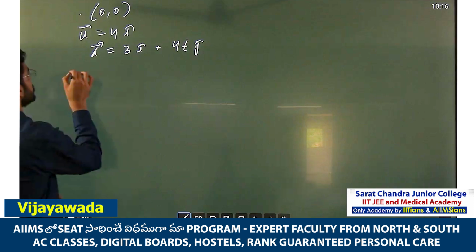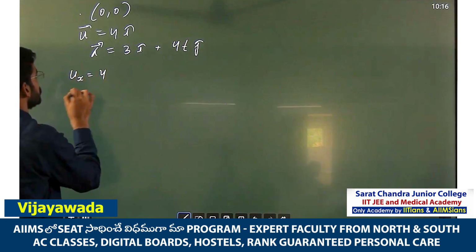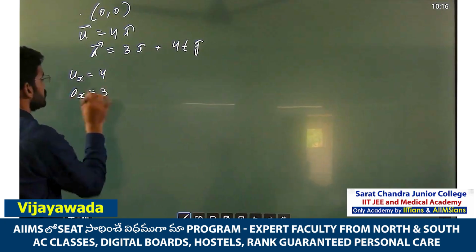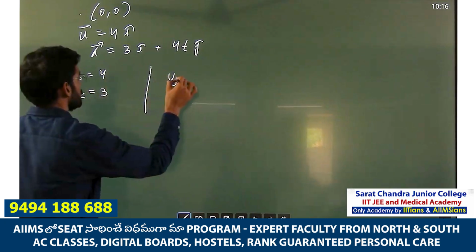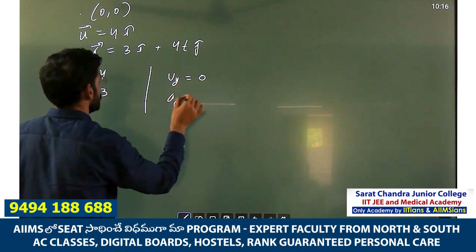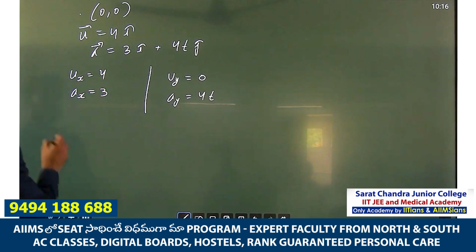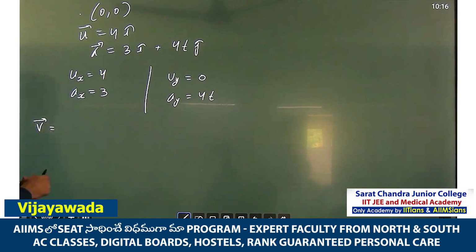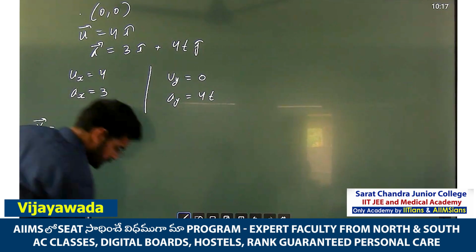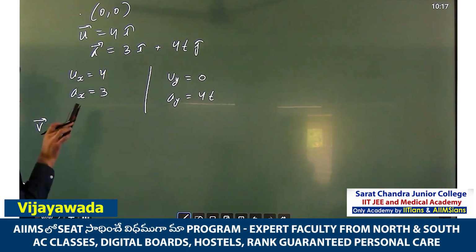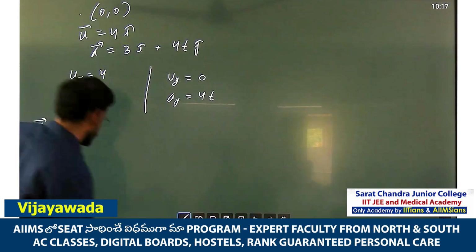First of all, write down like this. Ux is 4. Ax is 3. And Uy is 0. Ay is 4t, variable acceleration. On this side, final velocity at t equal to 2 is asked. Then something else is also asked: the position of the particle at t equal to 2. Everything at t equal to 2 only, right?